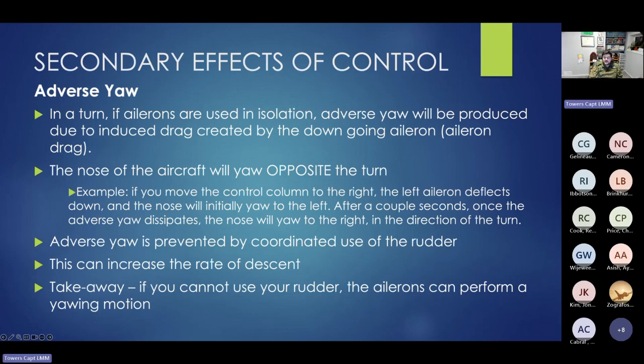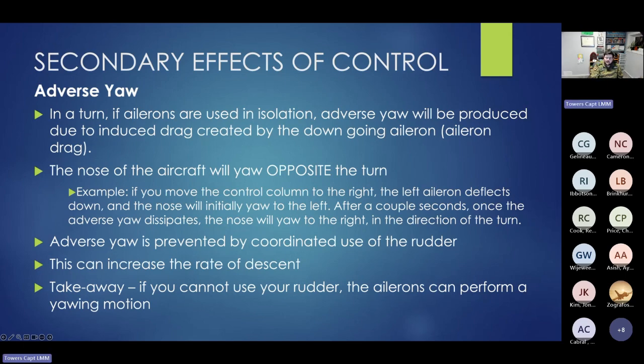Adverse yaw can increase the rate of descent. So in the next class, we'll talk about slips, where you can take advantage of adverse yaw and use it to control your altitude descent.